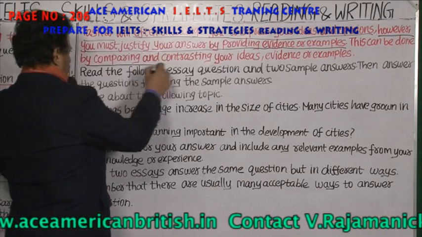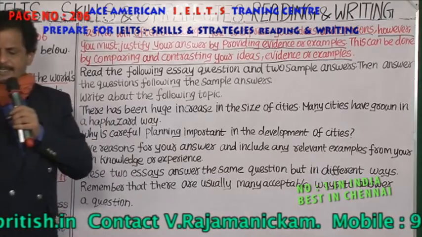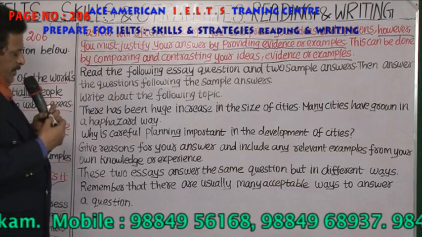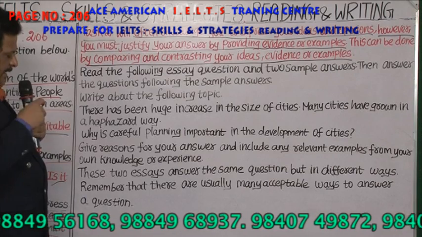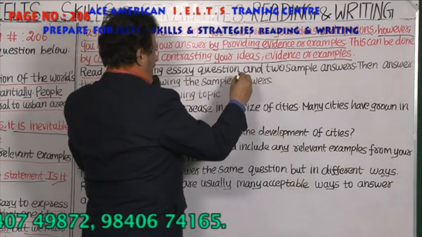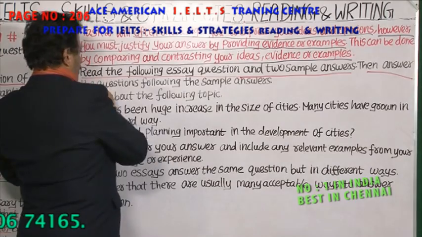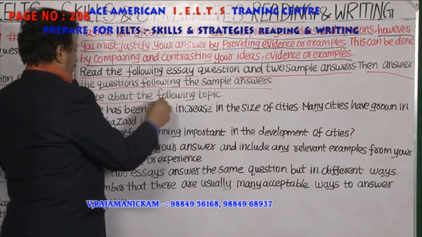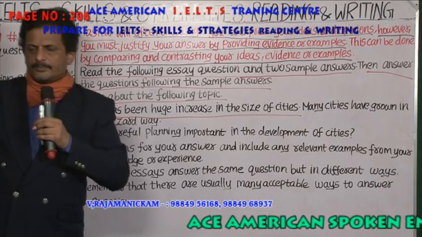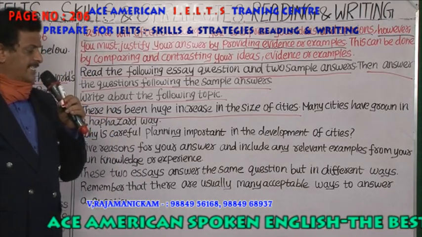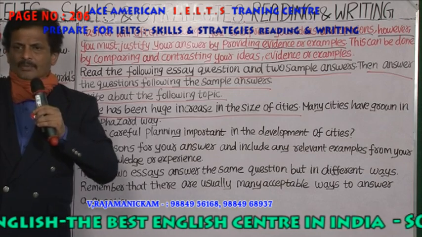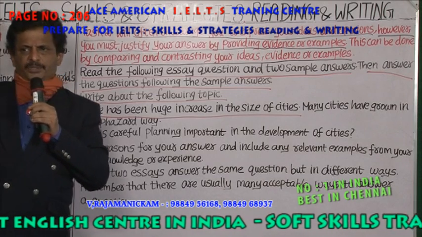By comparing and contrasting your ideas, evidence or examples. So the idea is there, you have to compare. You have to contrast, which means going against. Comparing and contrasting, evidence or examples. Next, coming here, read the following essay question and two sample answers, then answer the questions following the sample answers. Write about the following topic. The topic here is, there has been an increase in the size of cities. There has been a huge increase in the size of the cities. Earlier Chennai was small, now it has spread to kilometers and kilometers.